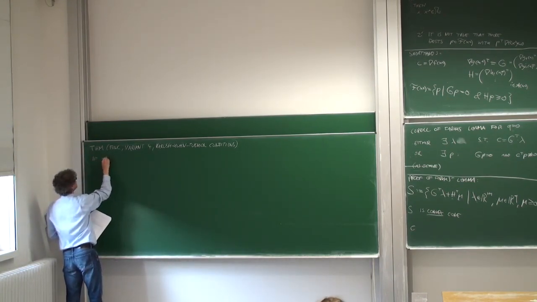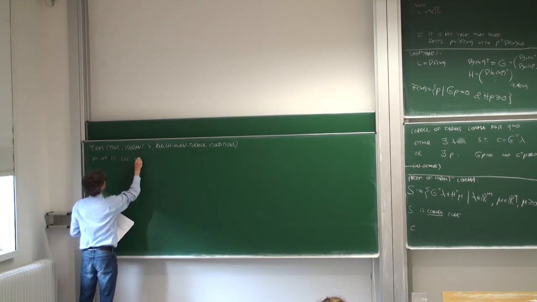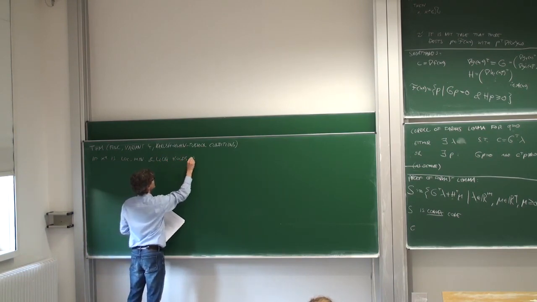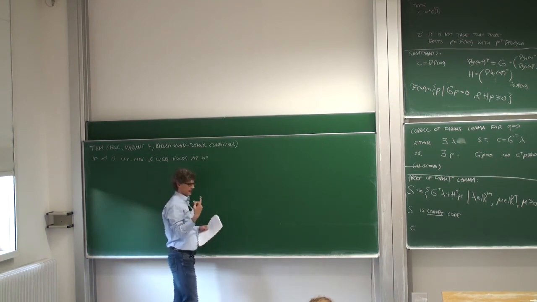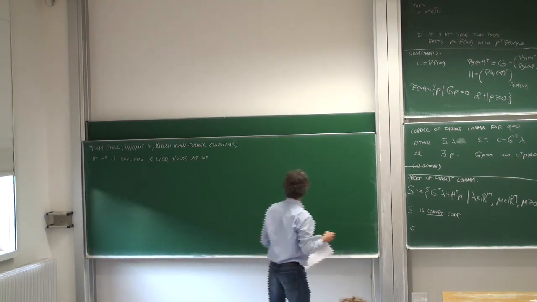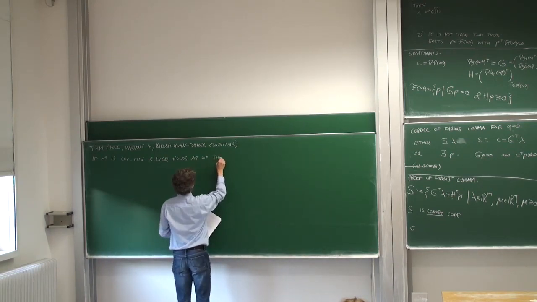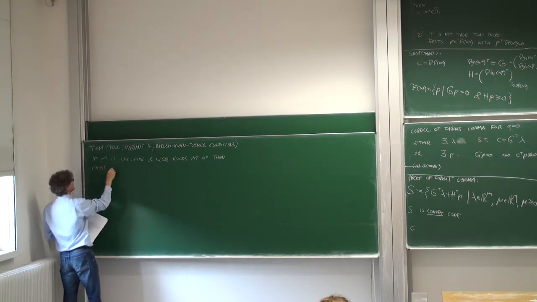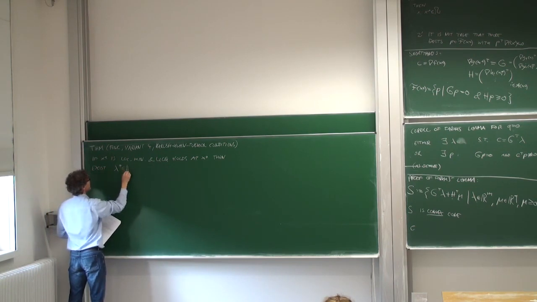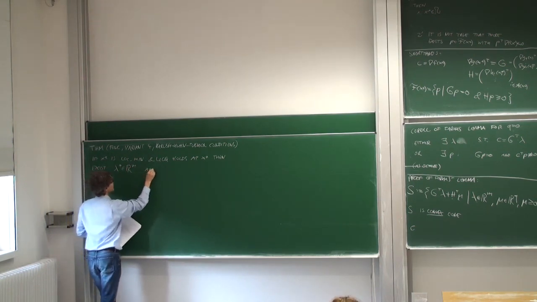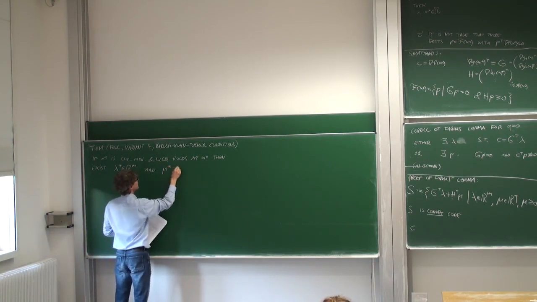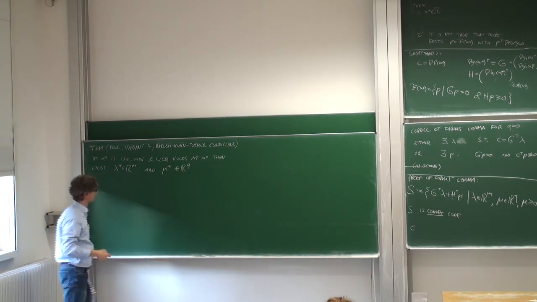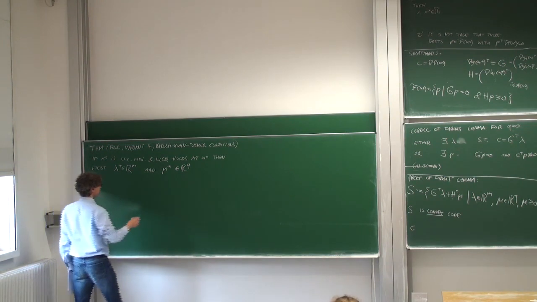If x star is a local minimizer and LICQ holds at x star, then there exist multipliers. And I now refer to the original problem. So then there exist lambda star in Rm and mu star in Rq, and I refer to the full space now, all the inequalities, so that the following conditions hold.